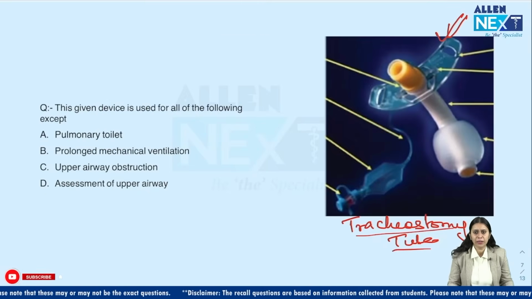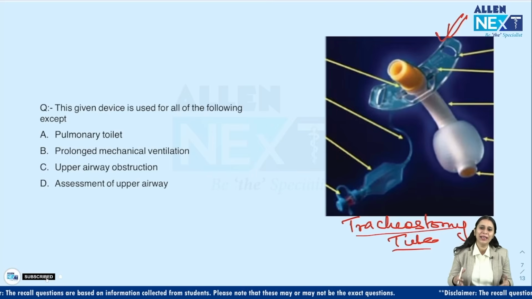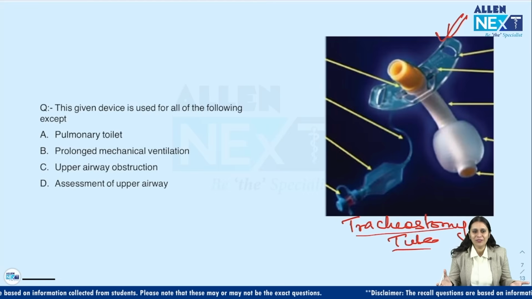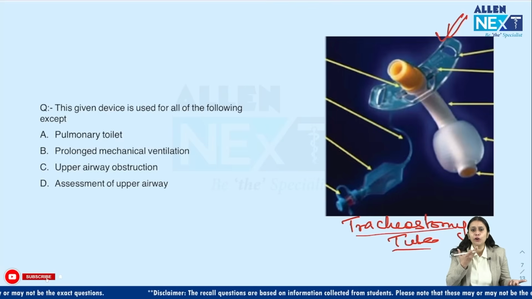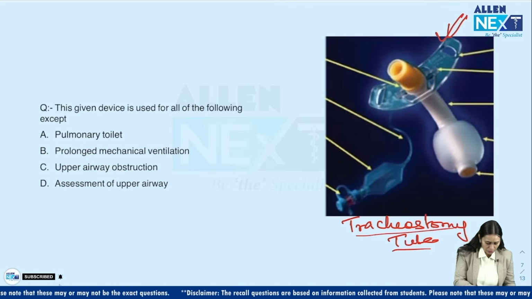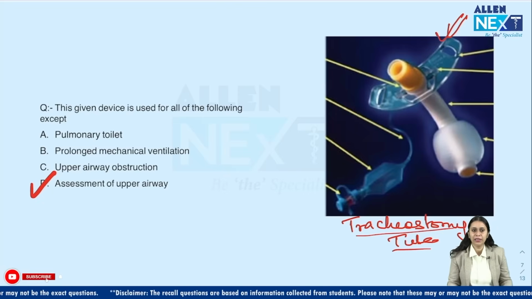And then assessment of upper airway. No, there is no role of tracheostomy in assessment. For assessment of airway, we don't put any device. What do we do? We see the mouth opening, the mentohyoid and mentothyroid distance, and the joint movements. This is the assessment of airway, and we don't use any device to assess whether the airway is patent or not. So the answer is assessment of airway.